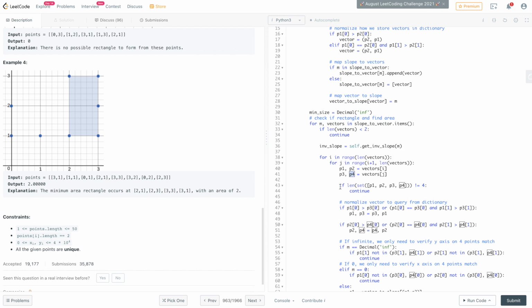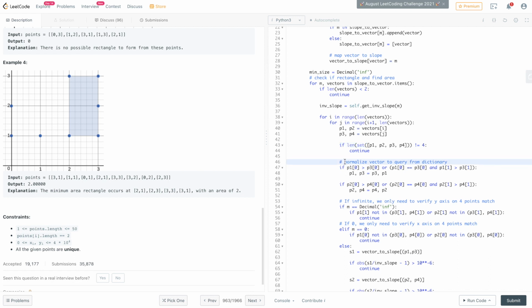And we also have to notice that these P1, P2, P3, and P4 have to be unique points in the xy plane, because otherwise you can't form a rectangle with only 3 coordinates, or 2 coordinates, or 1 coordinate for that matter. So we could skip that case. We also have to normalize the vectors, so we use the dictionary decoy. Just like how we did before, if the x value is greater on P1, we exchange. If they're equal, we check the y value, and so on and so forth.